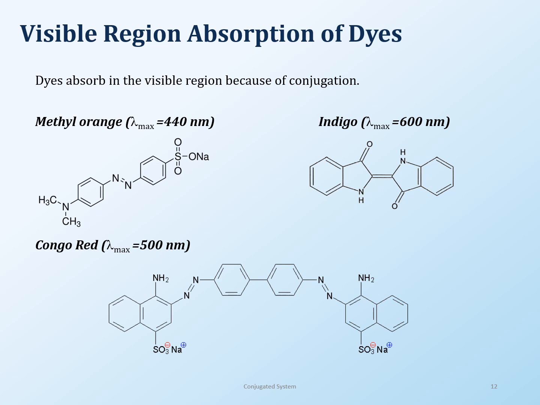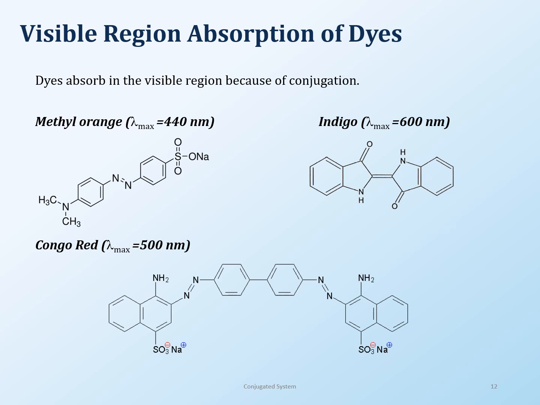Okay, so here are some absorptions for dyes, and dyes we know are all colored, and all of these are absorbing in the visible region. You can see all the conjugation in all these compounds, how many double bonds they have. The more double bonds you have, the more conjugation you have.